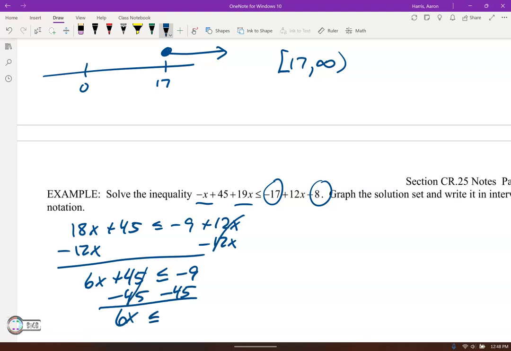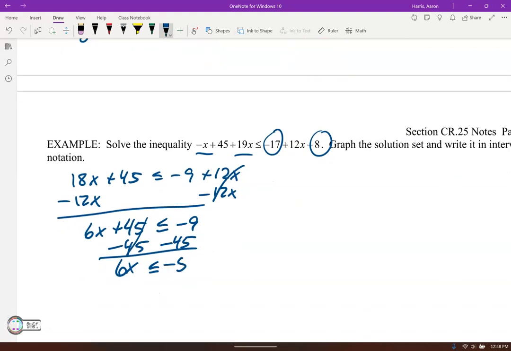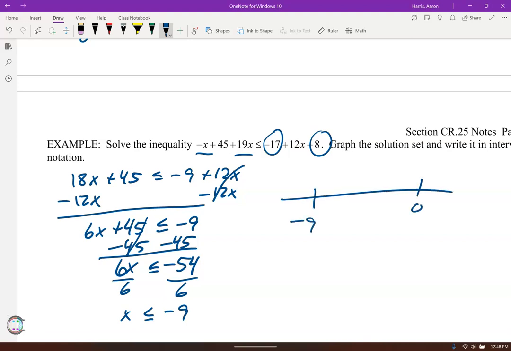So I got 6x less than or equal to, what's that, negative 54. And finally, I got to divide by 6. Well, that's a positive 6, so there's no issues here. I keep the same direction, the sense of the inequality. 54 divided by 6, what's that, 9? So I got x less than or equal to negative 9. There's our graph and our interval notation for that.